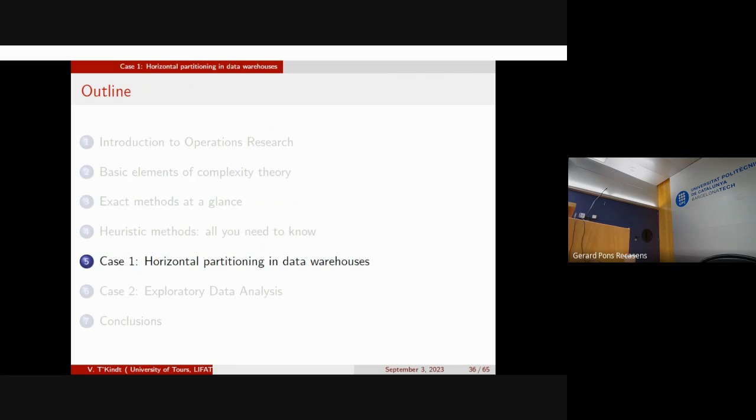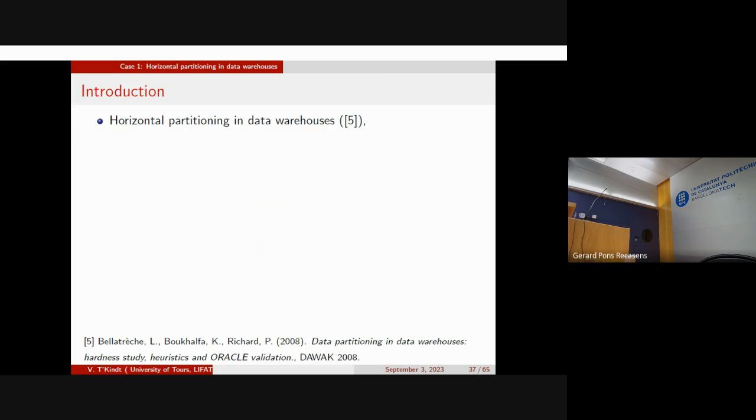So the first problem is the horizontal partitioning in data warehouses. This follows a work from Nadia Benatrech and Pascal Richard, mainly, who are colleagues, and we also worked a long time ago with them on this problem. So we elaborate on this work.